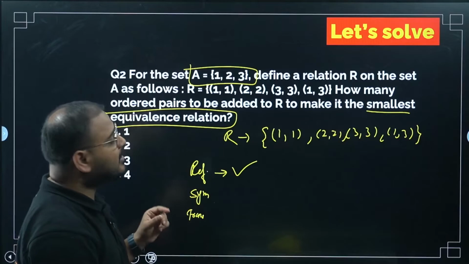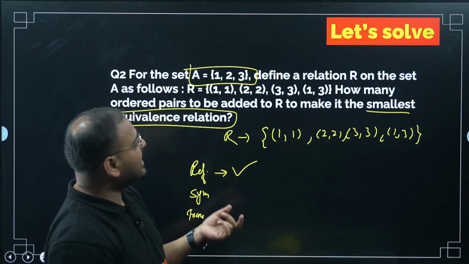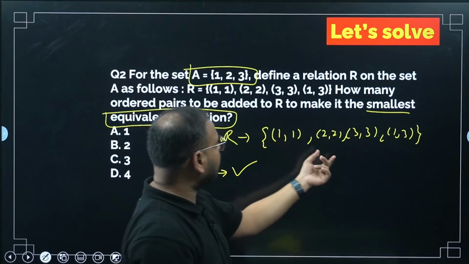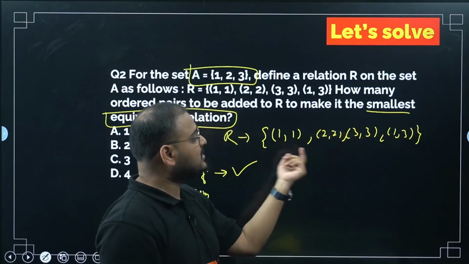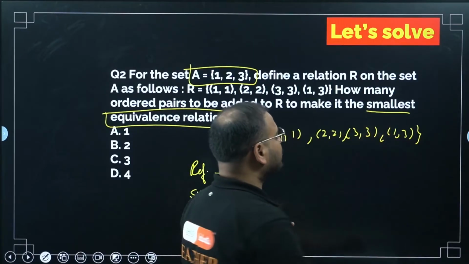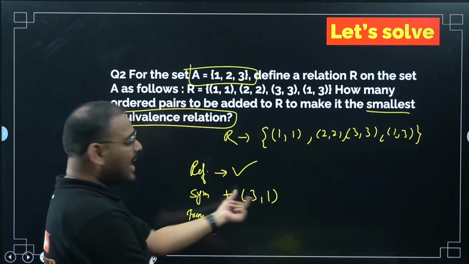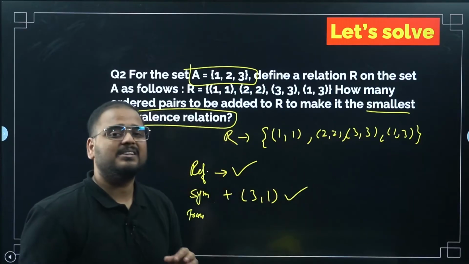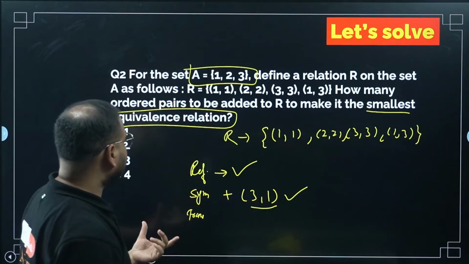What is symmetric? Symmetric means if (a,b) is there, then (b,a) has to be there. We don't have to check for (1,1), (2,2), (3,3) because they are there. But (1,3) is there and (3,1) is missing. If (1,3) is there, then I should have (3,1). So add (3,1). If I have (3,1), then it will be symmetric also. So what is missing right now? (3,1) is missing. Let's move on to transitive.